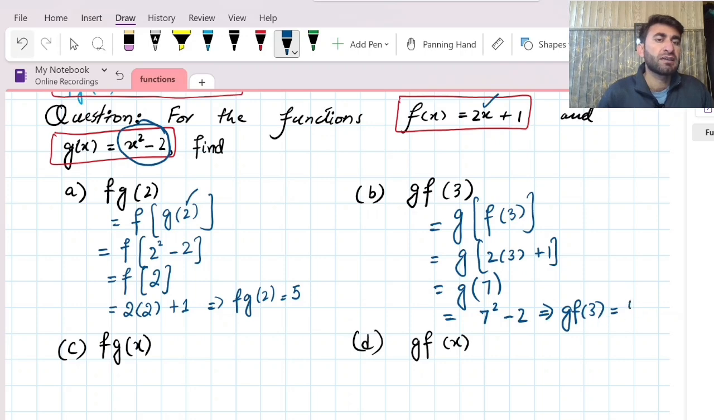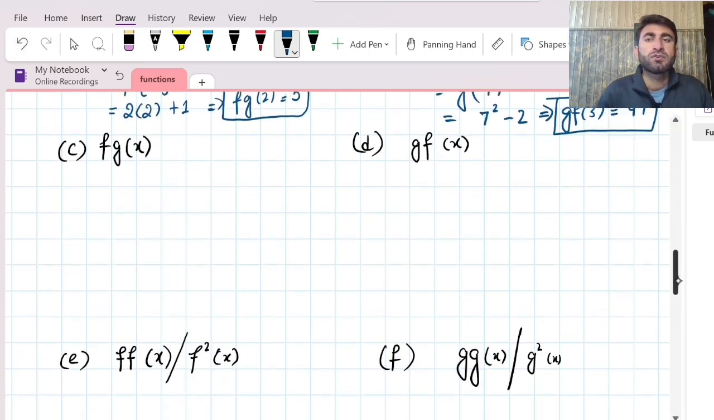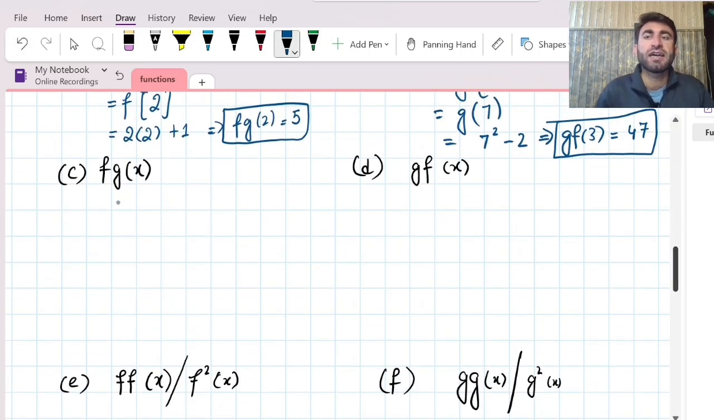We can write directly it as 47. So these are the two compositions, two specific values of the composition f∘g of 2 and g∘f of 3. Now we have the general compositions below, like we have to find f∘g of x, and then we have to find g∘f of x in part C and D.